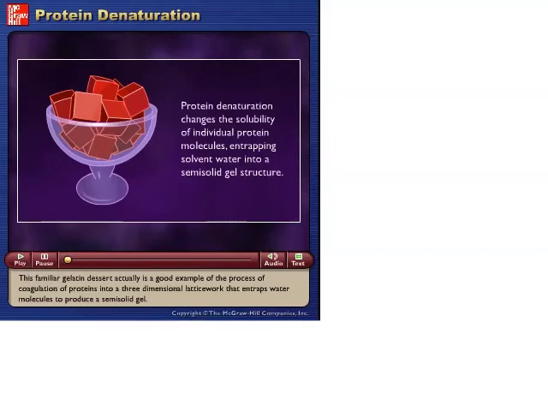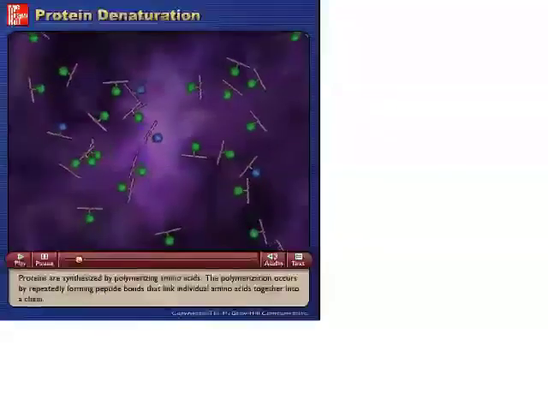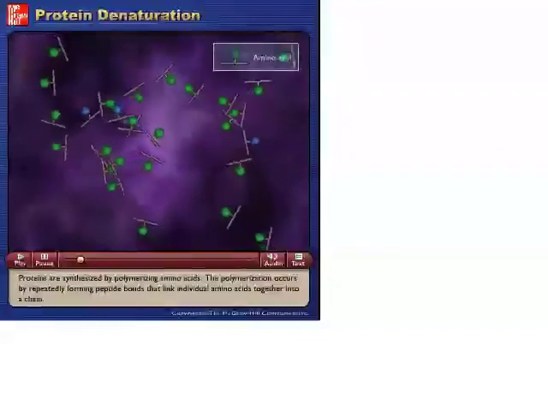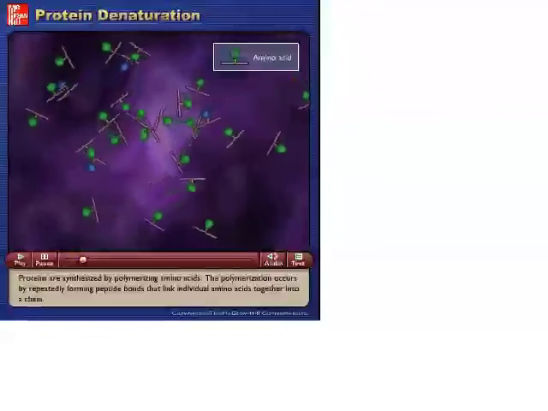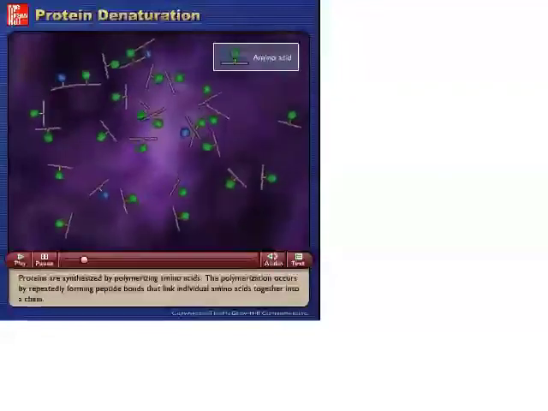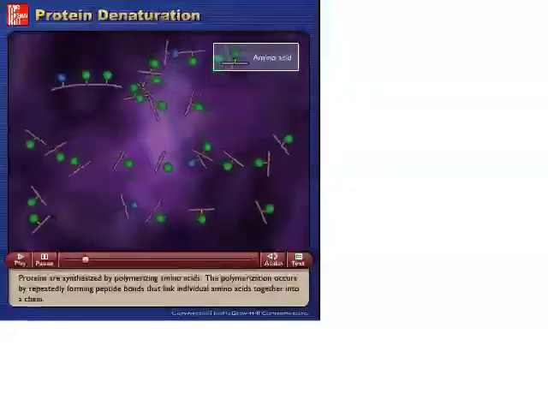This familiar gelatin dessert actually is a good example of the process of coagulation of proteins into a three-dimensional latticework that entraps water molecules to produce a semi-solid gel. This animation explains the physical chemistry behind the process. Proteins are synthesized by polymerizing amino acids. The polymerization occurs by repeatedly forming peptide bonds that link individual amino acids together into a chain.